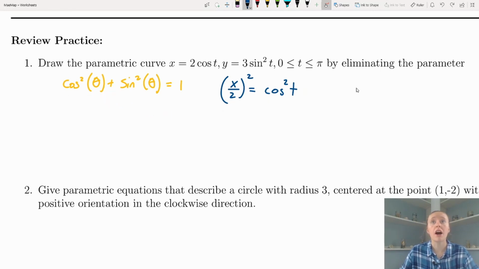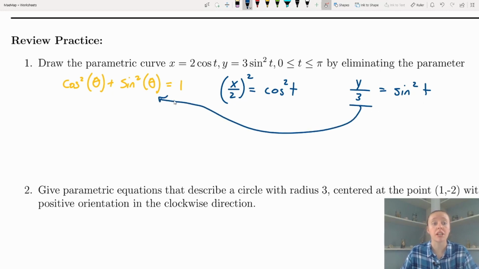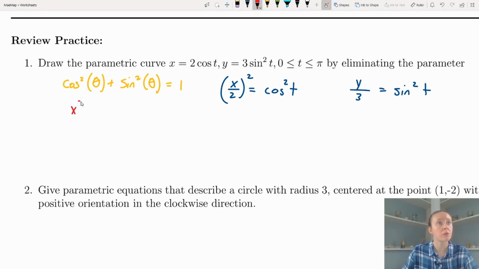Now when we look at y, if we divide by 3, y over 3, well, that is equal to sine squared of t. So we don't need to worry about squaring both sides of this because we already have that squared. So y over 3 is going to go in for sine squared of that theta. So we're going to have x squared over 4 plus y over 3 equals 1.